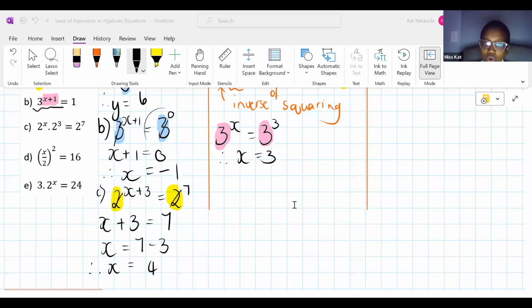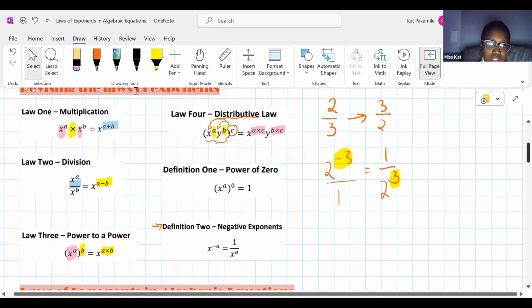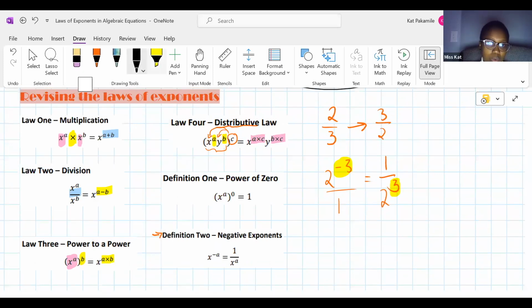So the law, let me remind you of the law. The law said, it was law number 1. There it is. Okay. We have the same bases. We had a 2 and a 2. And we were multiplying.